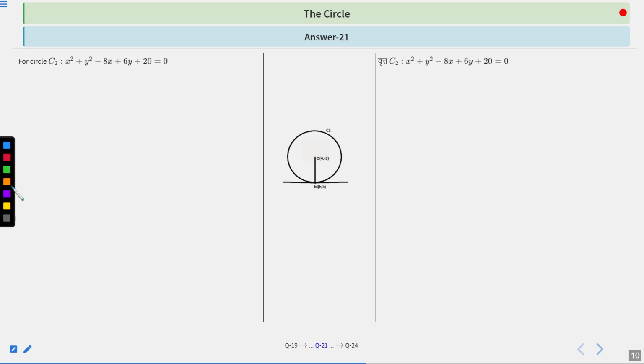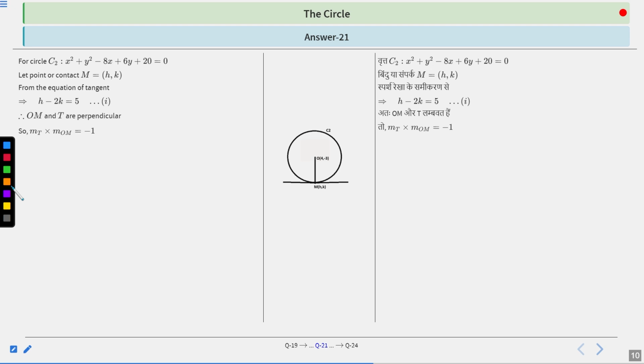So now for the circle x square plus y square minus 8x plus 6y plus 20 equal to 0, let the point of contact M be (h, k), and the equation of tangent is (h minus 2k) upon 5, right? Now OM and the tangent are perpendicular, right? Therefore, slope of tangent into slope of OM is equal to minus 1. So minus 1 by minus 2 into (k plus 3) upon (h minus 4) is equal to minus 1. Therefore, after solving this, you will get k plus 3 is equal to minus 2h plus 8. Therefore, 2h plus k is equal to 5, equation 2, right?